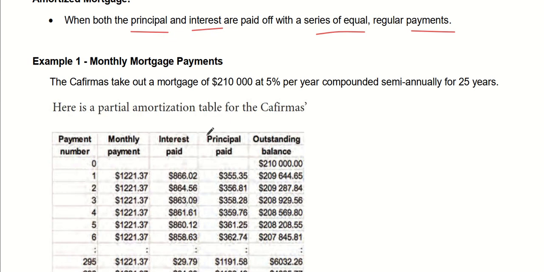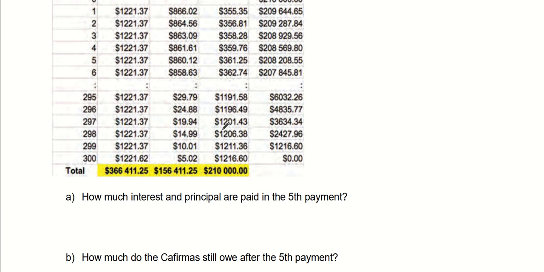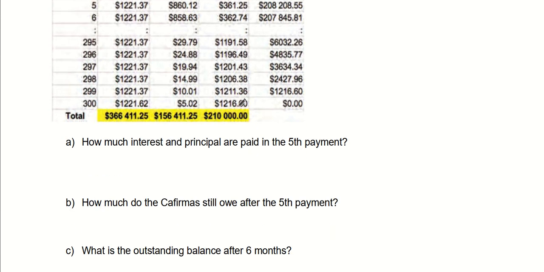So, example one, the monthly mortgage payments. The Confirmas take out a mortgage of $210,000 at 5% interest per year, which is compounded semi-annually for 25 years. And now here's a table that they made, and you just got to be able to read it. This has been amortized. So let's take a look at the question. How much interest and principal are paid off in the fifth payment?